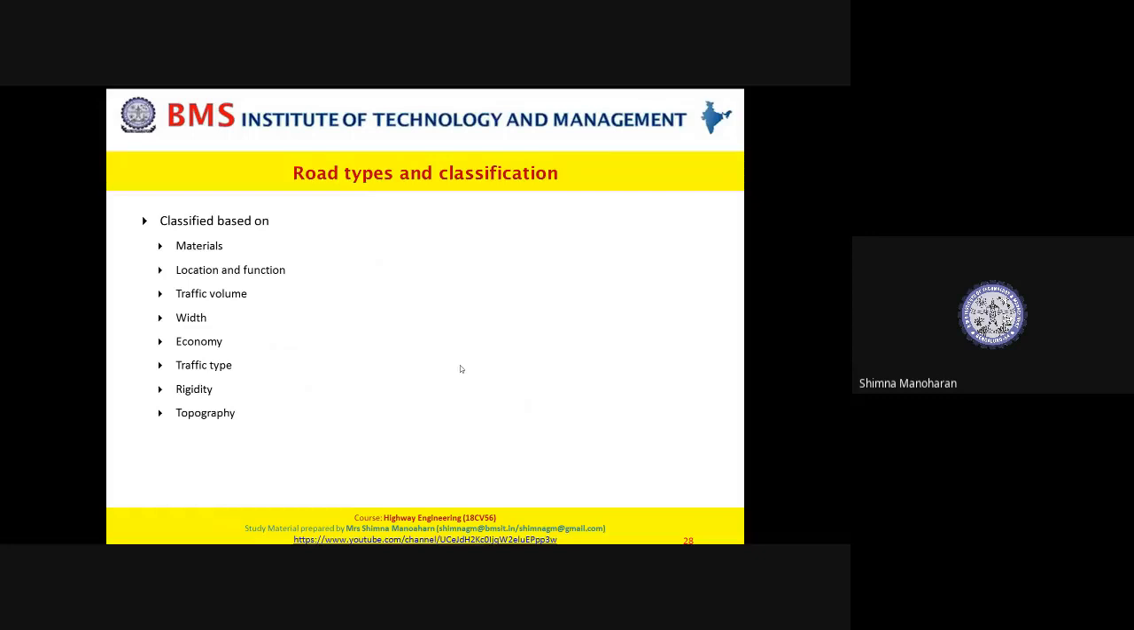Road type and classification. The classification is mainly based on these 8 parameters. A road can be classified based on the material used for construction, based on where the road is located and its function, based on the traffic volume, based on the width, based on the economy, based on the traffic type, based on the rigidity, and based on topography.